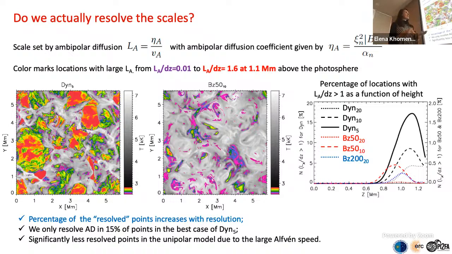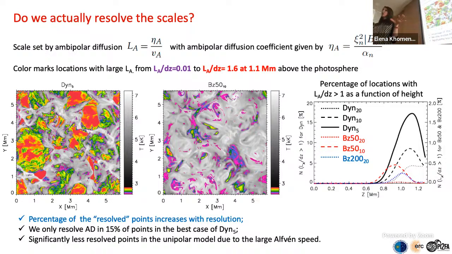If we make statistics, we get something like this figure here. So it shows how many % of the points of the volume we resolve as a function of resolution and the type of the model. And you may check here that at most, for the best case of this dynamo model at 5 kilometer resolution, we resolve maybe 15, 17% of the points. So, okay, it's not much. But anyways, this is larger than 0. So let's only select those points.